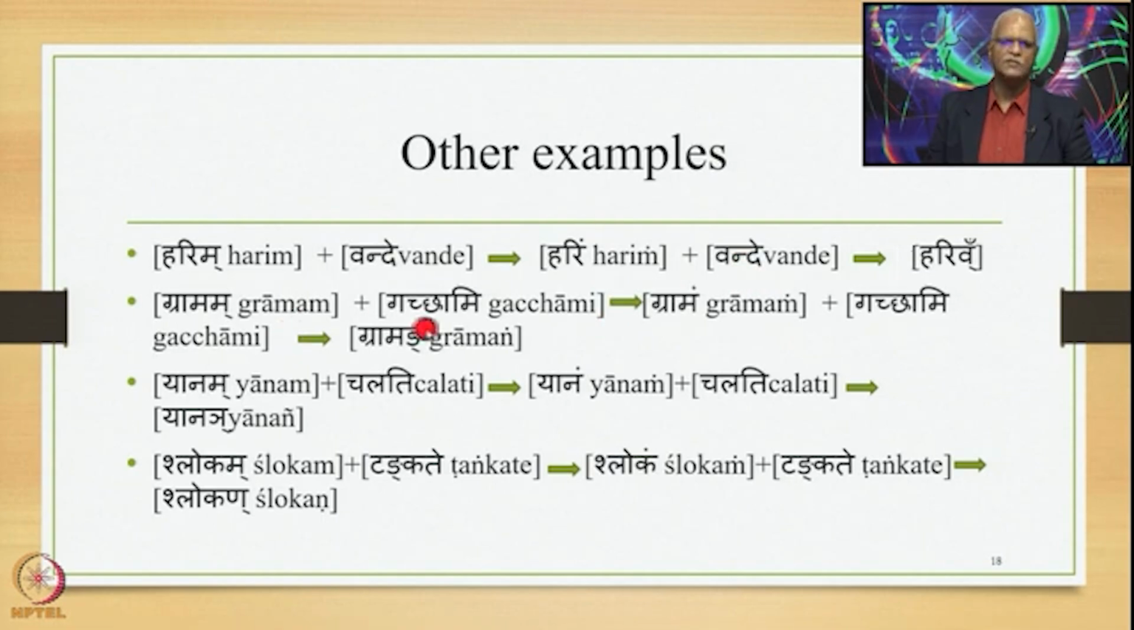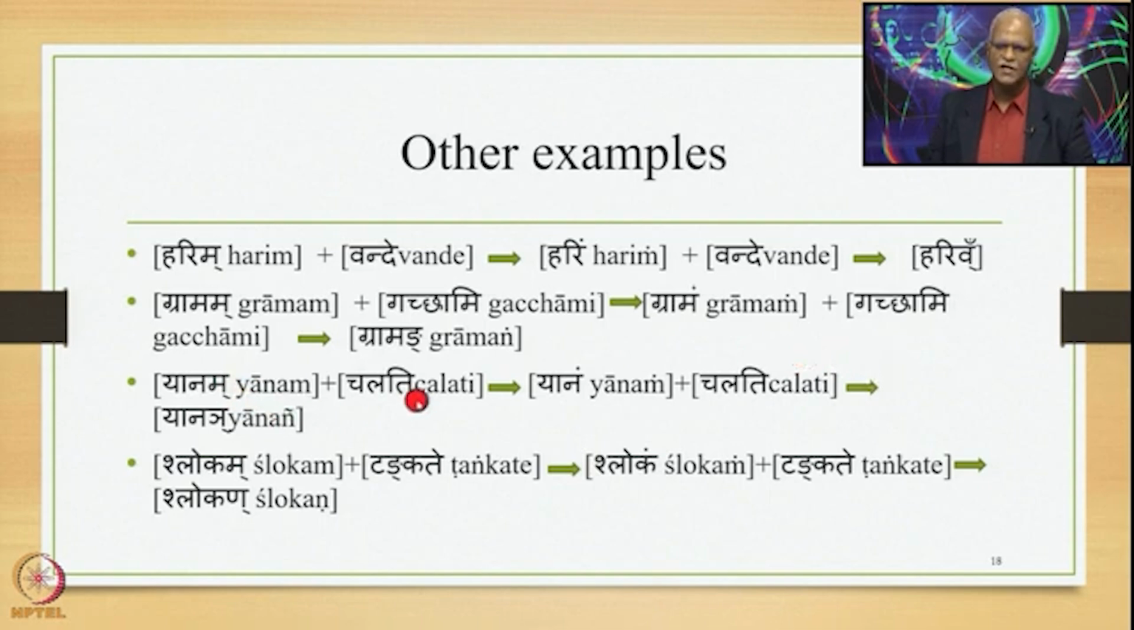Similarly, we have gramam gachami, and this ma coming at the end of a subanta pada is substituted by an anuswara over here, and this becomes an input for 8459 to apply, and this anuswara gets substituted by the nasal parasavarna of g, which is ng. So we have gramang gachami, but this is optional, so we also have gramam gachami.